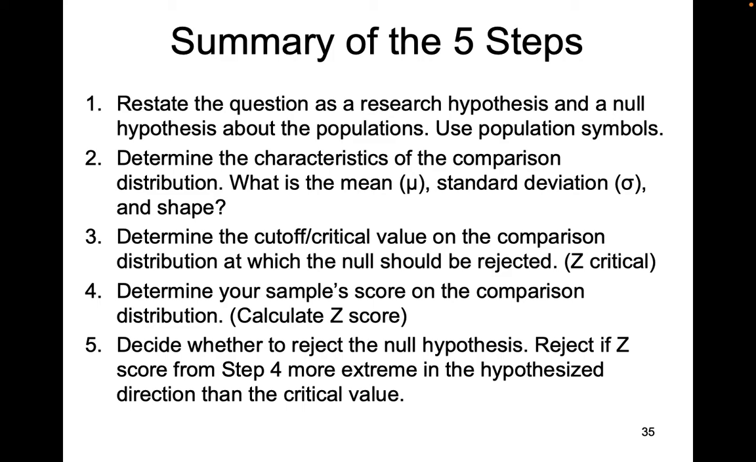We then determine whether to reject the null hypothesis. We will reject the null hypothesis anytime the z-score from step 4 is more extreme in the hypothesized direction than the critical value. So if we have a positive critical value and we get a positive z-score that is more positive or larger than the critical value, we reject the null. If we have a critical value that is negative, the z-score that we calculate needs to be even more negative than that critical score.